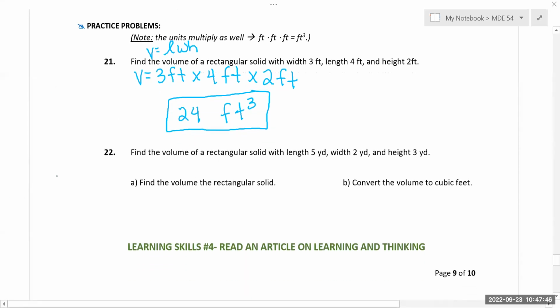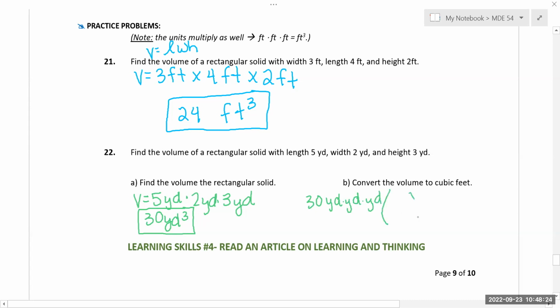Then for the next one, it's find the volume of a rectangular solid with lengths of 5, 2, and 3. So volume would be 5 yards times 2 yards times 3 yards. So that's 30 yards cubed. Then convert that volume to cubic feet. So this is 30 yard, yard, yard. So I've got to do the feet conversion 3 times as well.